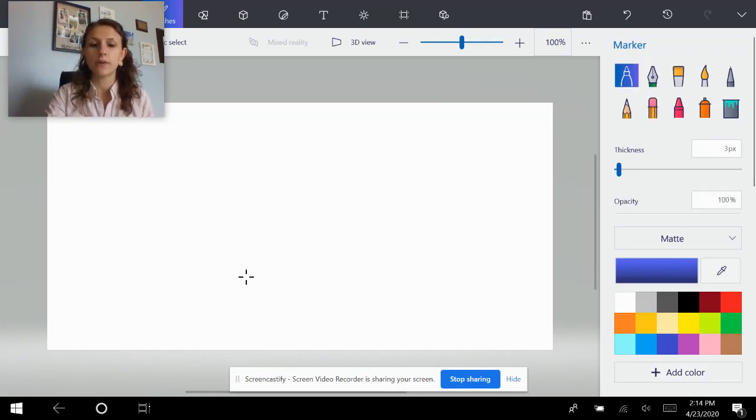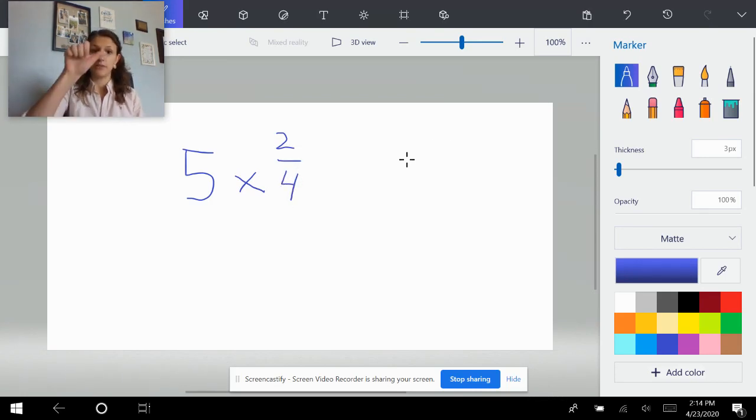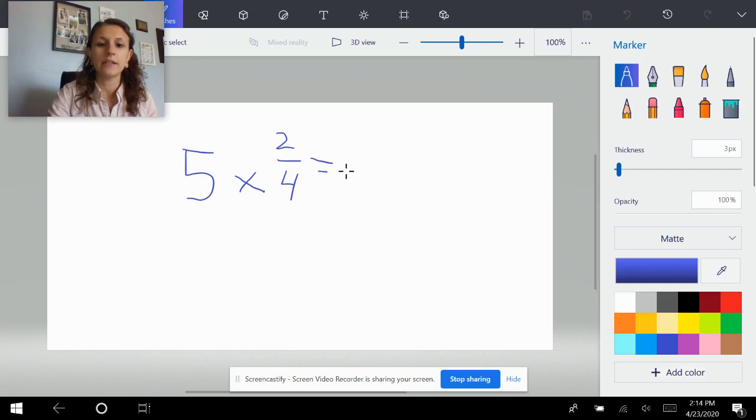Let's first just review how we would multiply a fraction. So if I have 5 times 2/4, remember, friends, all this is saying is that I have 5 groups of 2/4. So I have 2/4, 2/4, 2/4, 2/4, 2/4. 1, 2, 3, 4, 5 groups of 2/4. So I can skip count by 2/4 just like I would skip count by groups of 2. So I have 2/4, 4/4, 6/4, 8/4, 10/4. So altogether, this would be 10/4.